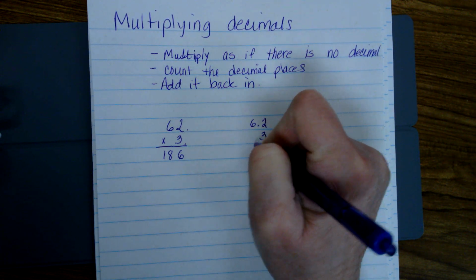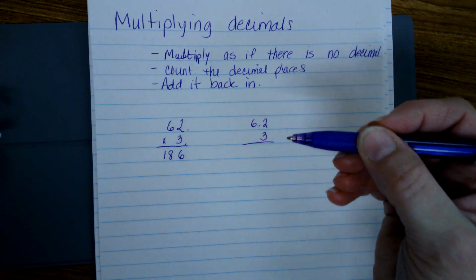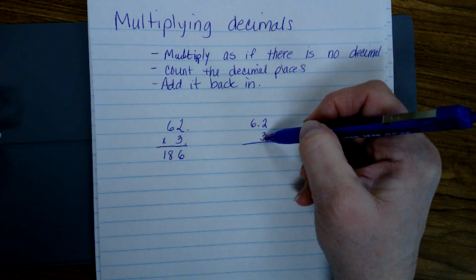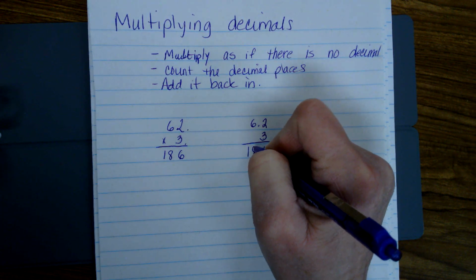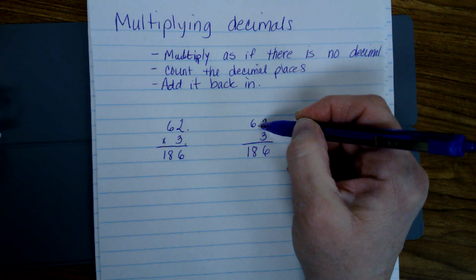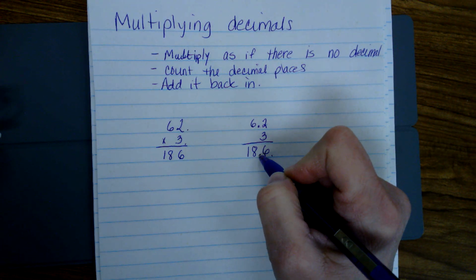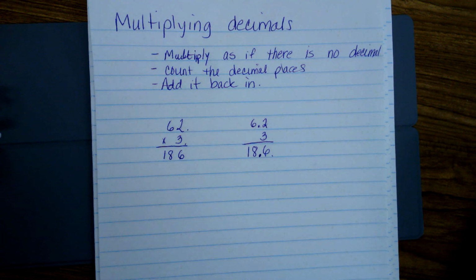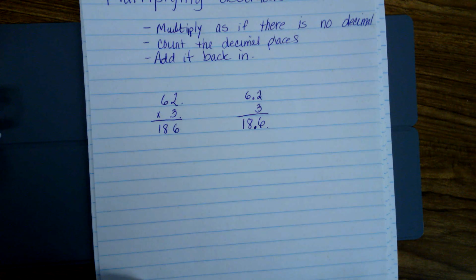Now, if I do 6.2 times 3, I have one decimal place. I'm going to do the same exact operations. 3 times 2 is 6, and 3 times 6 is 18, and I get 186, but that's not our answer. Our answer is to count up the number of decimal places we have, and we have 1. So now starting from over here, we put our decimal in there, and 6.2 times 3 is 18.6.